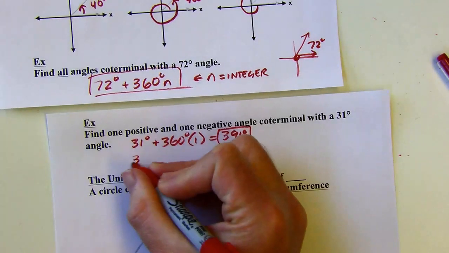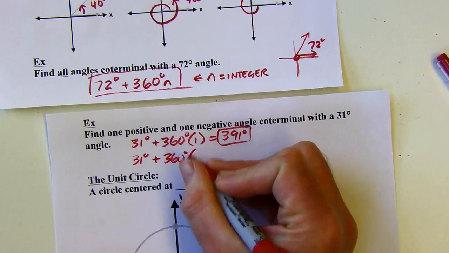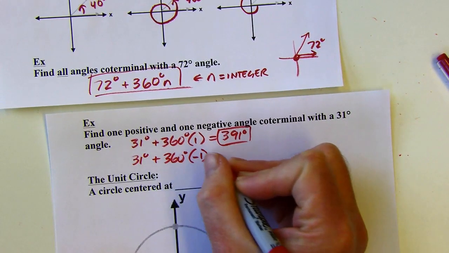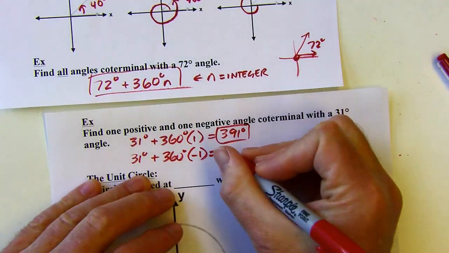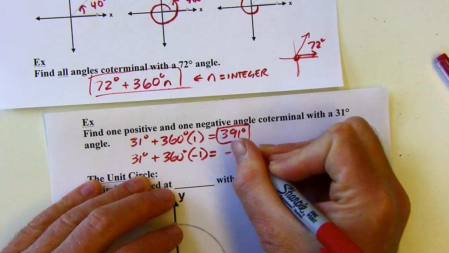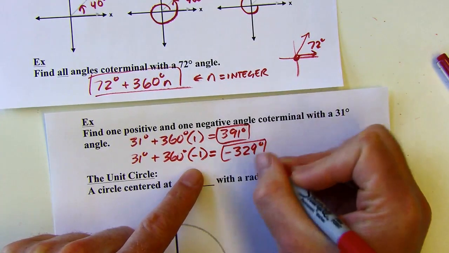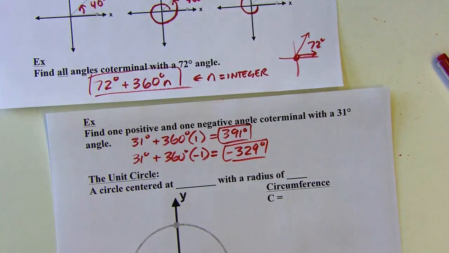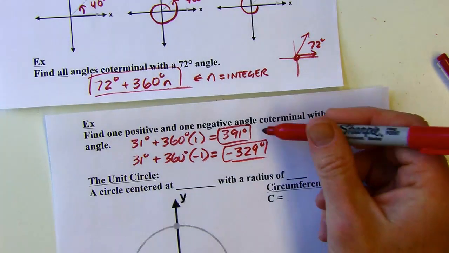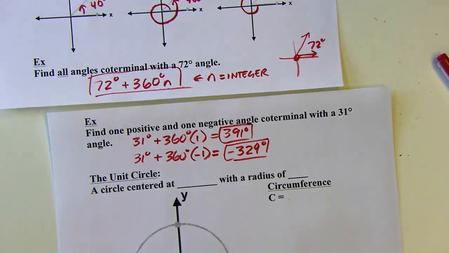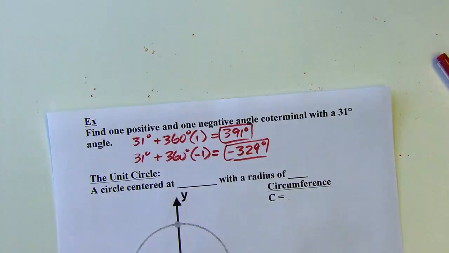I can also go in the negative direction just by doing a negative spin. So 31 minus 360 is going to put me at negative 329. And if I did a negative spin and I still had a positive angle, I'd just keep doing spins until I got to a negative one, right? And these are just sample answers, right? I could have kept adding 360 degree spins, but there's the first two, the two that are closest.